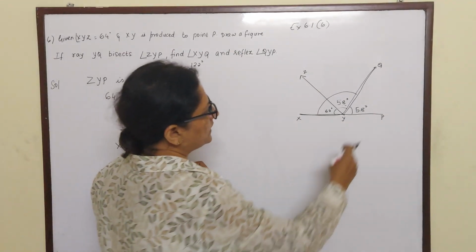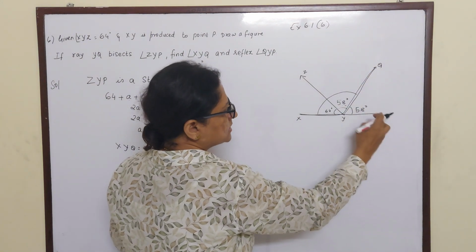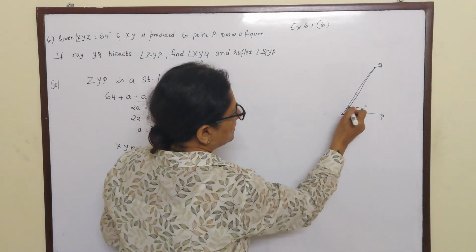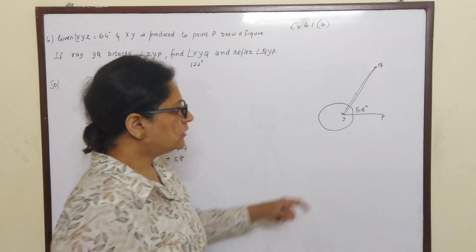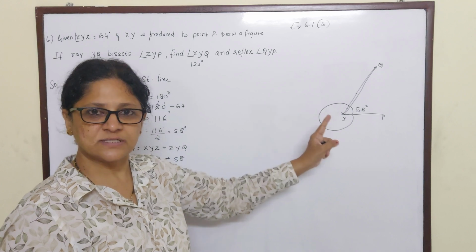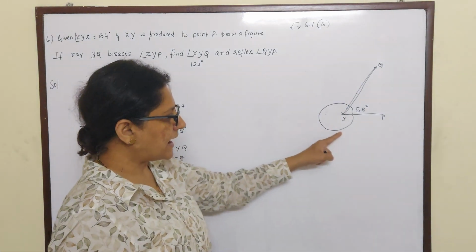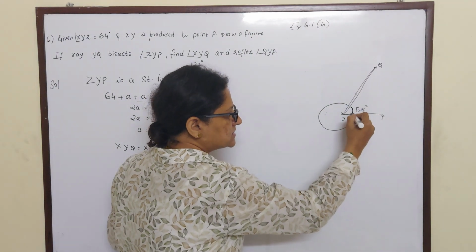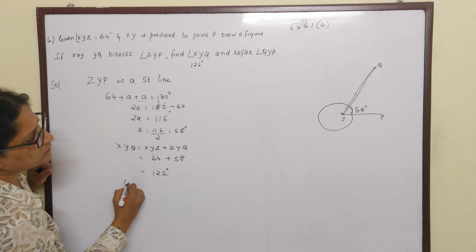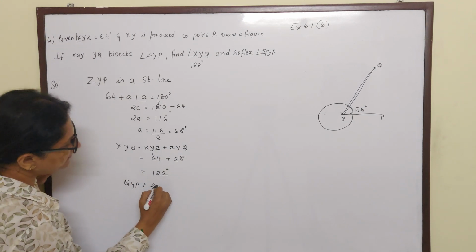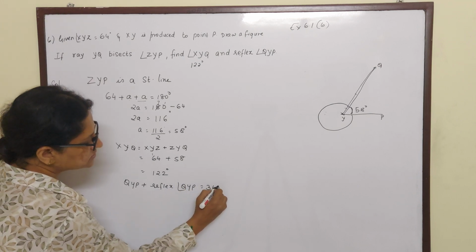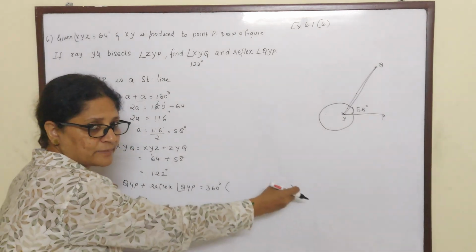What is reflex of QYP children? QYP is like this. So reflex means the outer part of QYP. That means from here to here, QYP. Now we know children, angles at a point add up to 360 degree. We have done in fourth sum I think. So angles at a point add up to 360. That means this plus this will give you 360. So I can say QYP plus reflex of QYP add up to 360. Why? Because you can write the answer as angles at a point add up to 360.